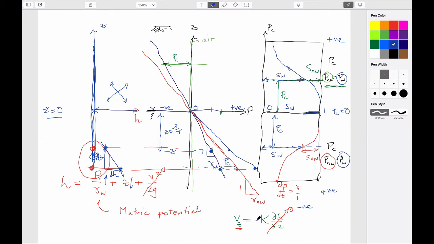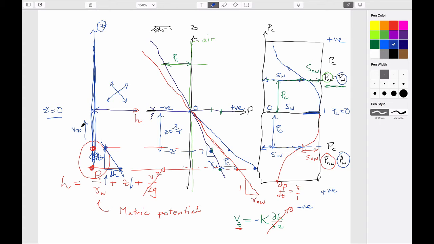This actually has a negative sign there. So a negative times a negative gives a positive. So it'll give us a positive velocity. Z is positive upwards. So which is the direction of flow? Easy. So it all fits together. Hopefully it all fits together. Yeah, so that's a sign.